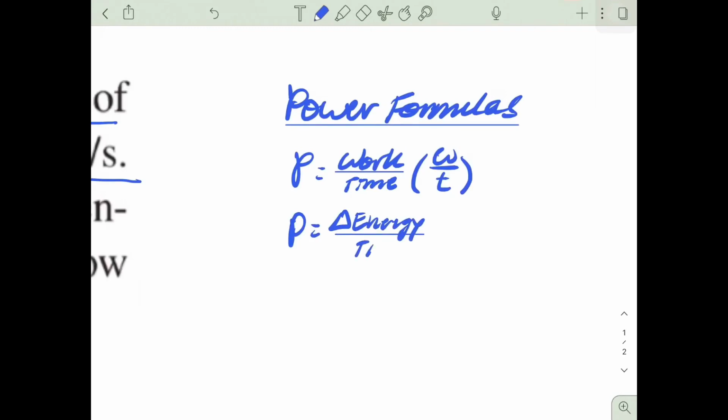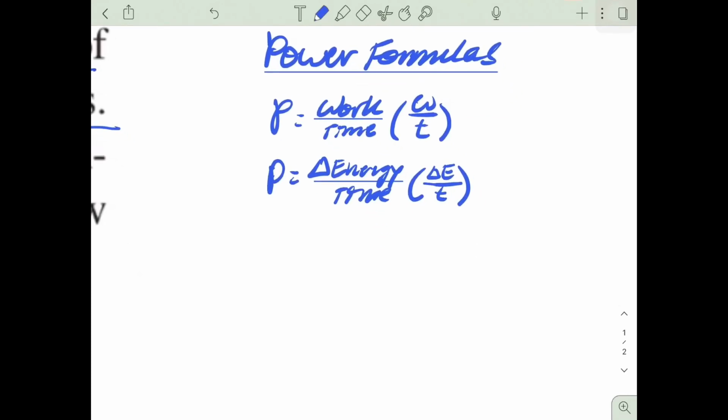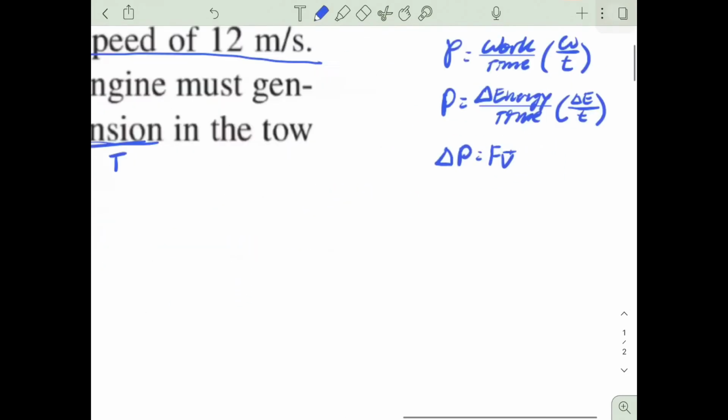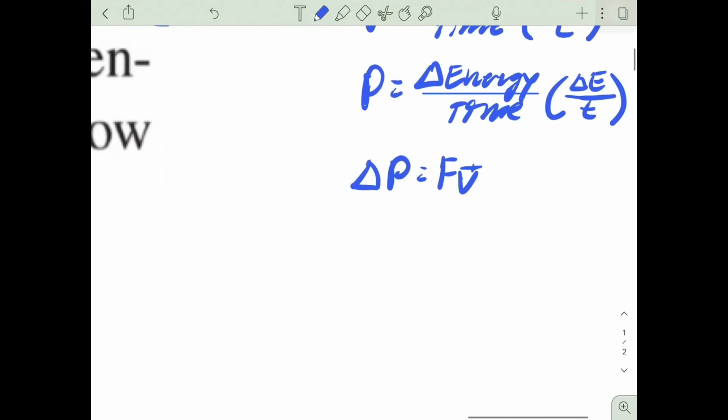Power is also the change in energy over time, which can be labeled like that. Change in energy over time. Sorry, my handwriting is awesome. It's magnificent. And then we know that power, actually the change in power, to be specific, equals force times velocity.